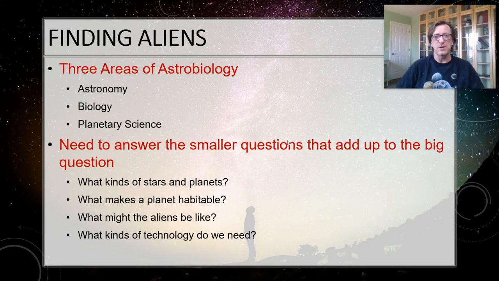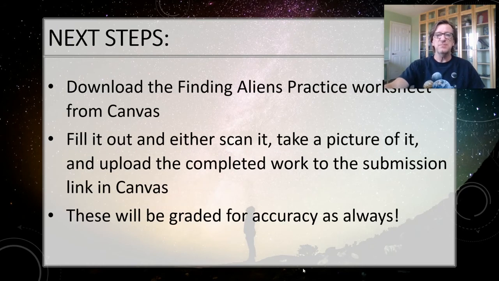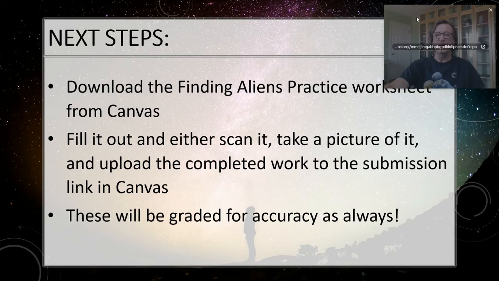I realize not all of you have access to a printer. If you don't have access to a printer, you can type it up. Well, see me in live help because we'll talk about some of the better ways to do that if you can't print it out. But if you can print it out, that's ideal. You can handwrite your answers in there, take a picture with your cell phone, upload it, and you're good to go. All right. So your next steps then, you want to download that Finding Aliens practice worksheet.